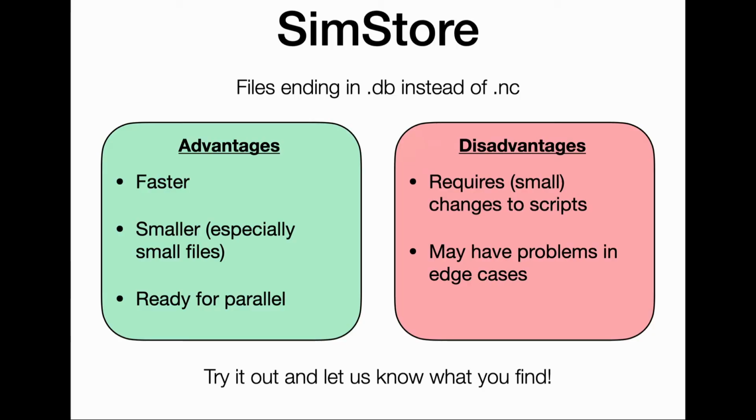We're going to be saving our files using the new storage subsystem, SimStore. These files end in .db, unlike our old storage, netcdf+, which ended in .nc. The advantages of SimStore, first off, it tends to be faster. It's smaller, especially if you're dealing with very small files.